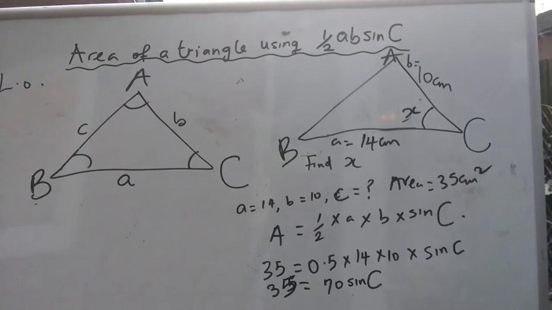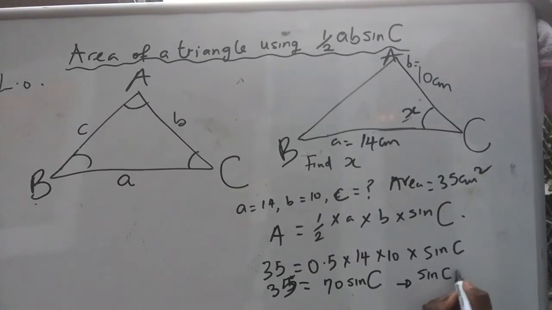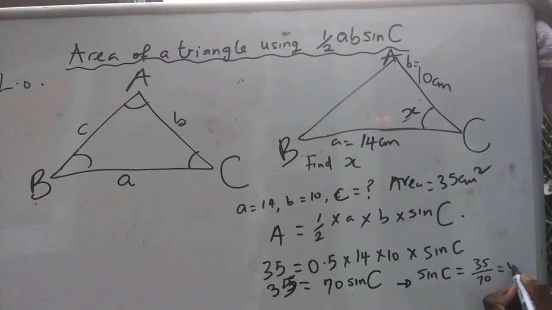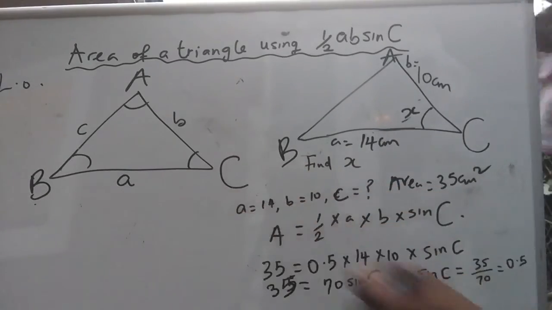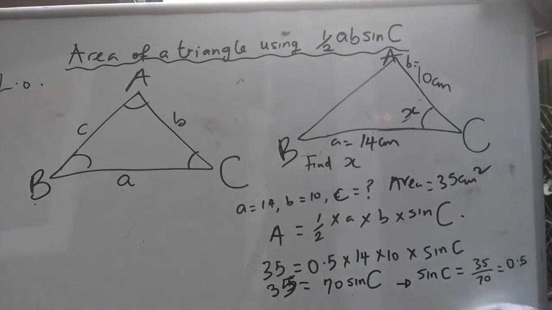Okay, how do I find sine C from here? Well, divide both sides by 70. That tells me here that sine C equals 35 over 70, which is 0.5. Having found sine C is 0.5, I'll have to do the sine inverse. I'm going to write it on the other side there because the board is a bit finished there. So I'll transfer all of this here.